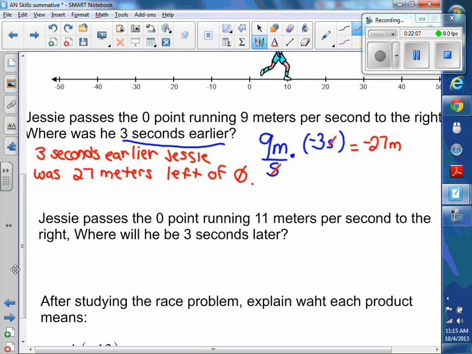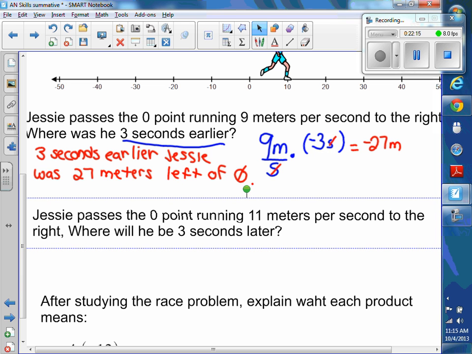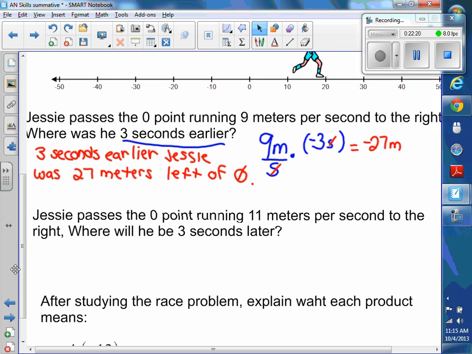We have time to do this last one. Okay. So Jesse passes the 0 running point, running 11 meters per second to the right. Okay, so he's running to the right. Where will he be 3 seconds later? Emily? And it's positive because he's going to the right, correct? Times 3 seconds, right? And so you have 33 meters.